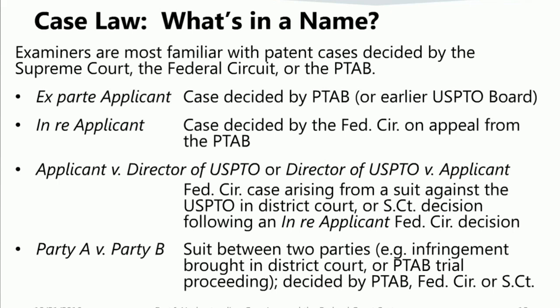Finally, a 2-party case name in which neither is the Director of the USPTO arises from a suit between 2 private parties. For example, it may be an infringement action brought in district court or a PTAB trial proceeding. A Party A versus Party B case may be decided by the PTAB, the Federal Circuit, or the Supreme Court.